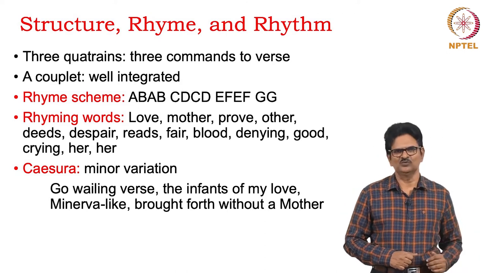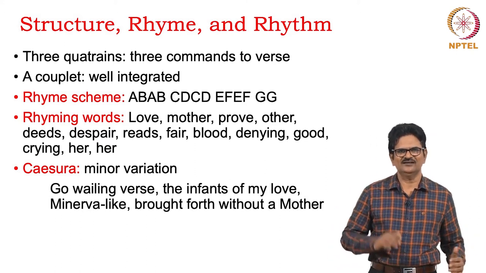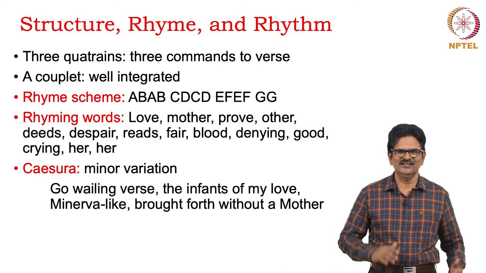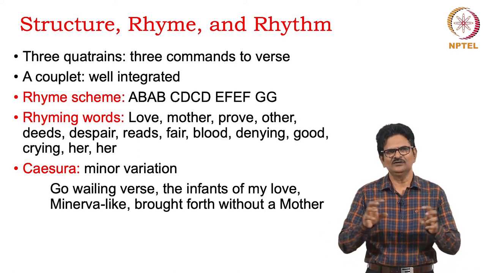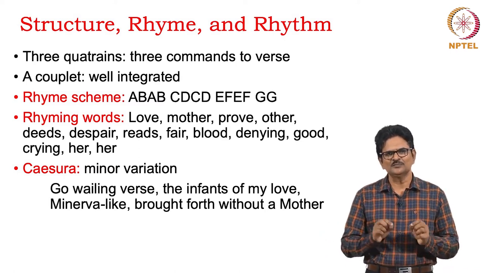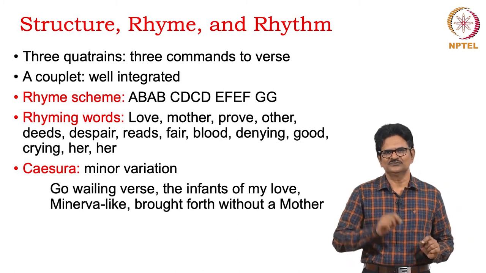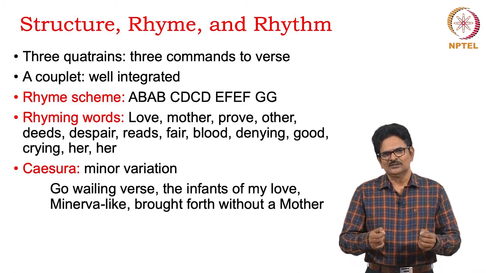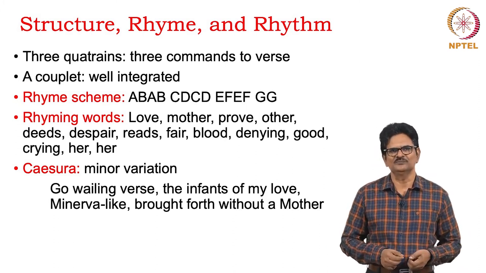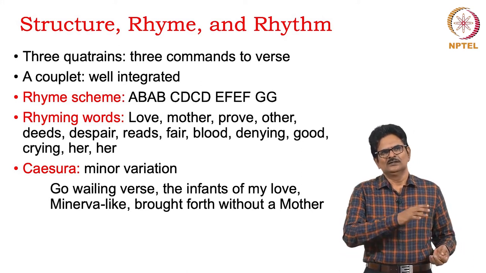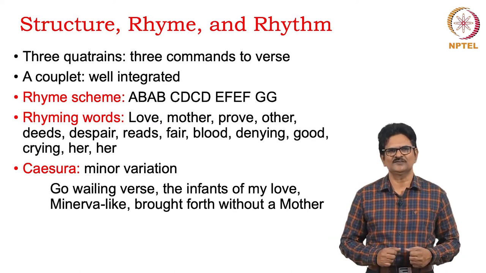We also have rhyming words: love, mother, prove, other, deeds, despair, reeds, fair, blood, denying, good, crying, her. Sometimes when we look at these rhyming words, they will give us some clue to understand the theme of the poem. For example, love, prove. Proving the poet's love for his lady love through his verse as a messenger is the chief motive in this poem. We can see similar meanings throughout the poem through these rhyming words.